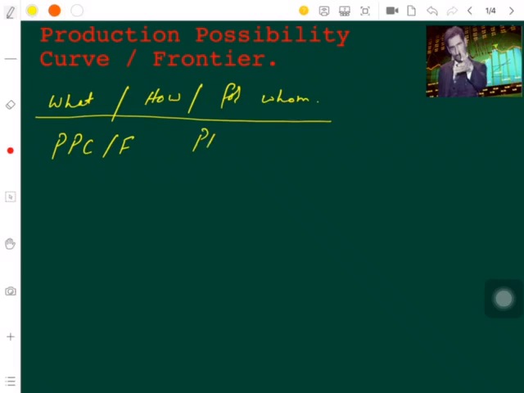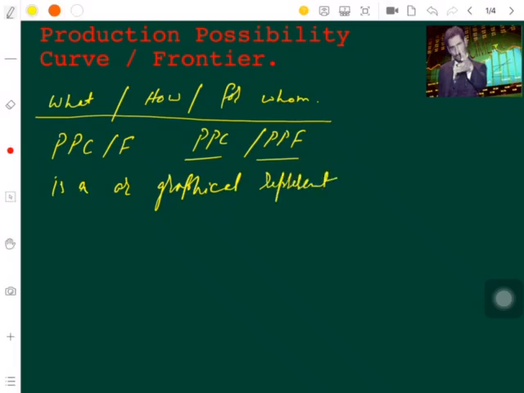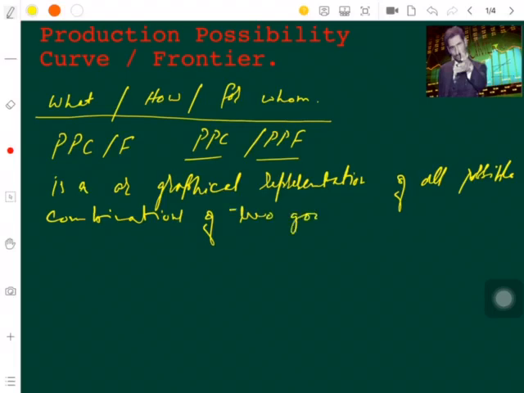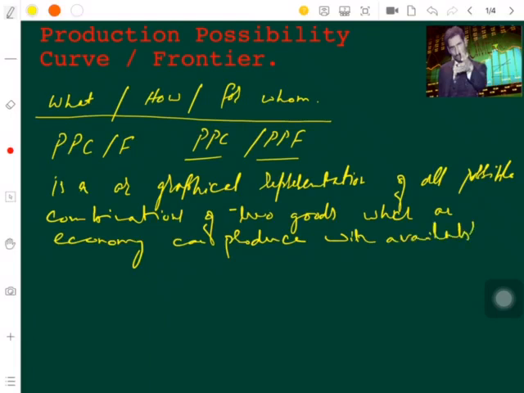So when we proceed with all these things, we will first and foremost define the production possibility curve or frontier. It is written as PPC or PPF, that is production possibility curve or frontier. When we define a production possibility curve, it is a curve or graphical representation of all possible combinations of two goods which an economy can produce with available resources.